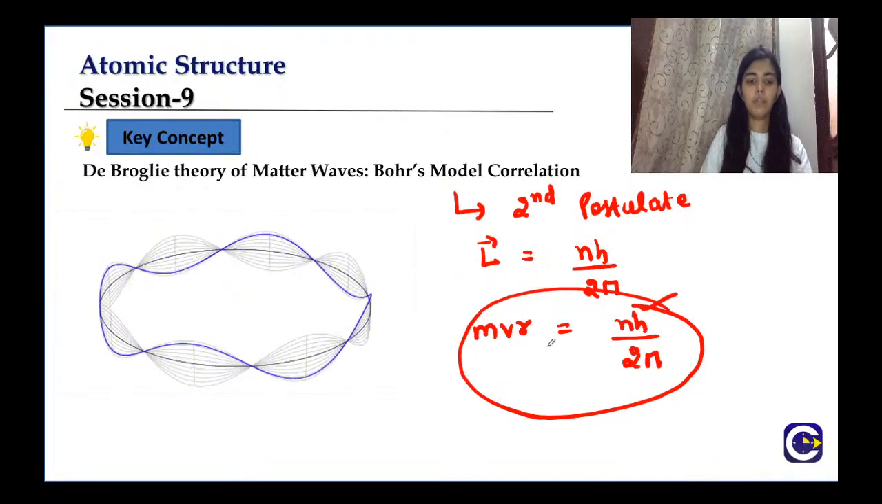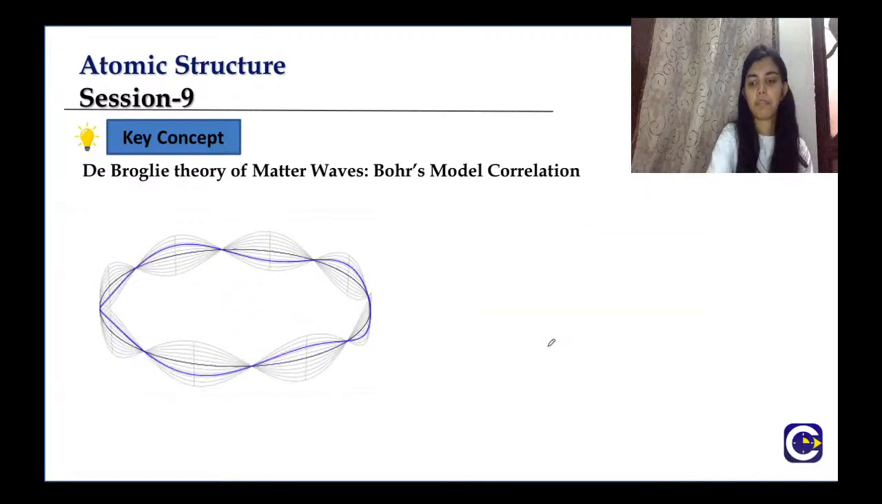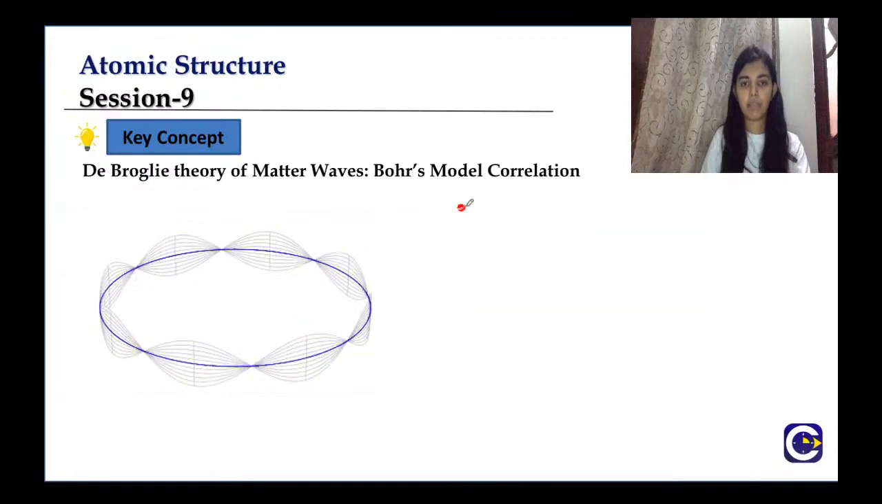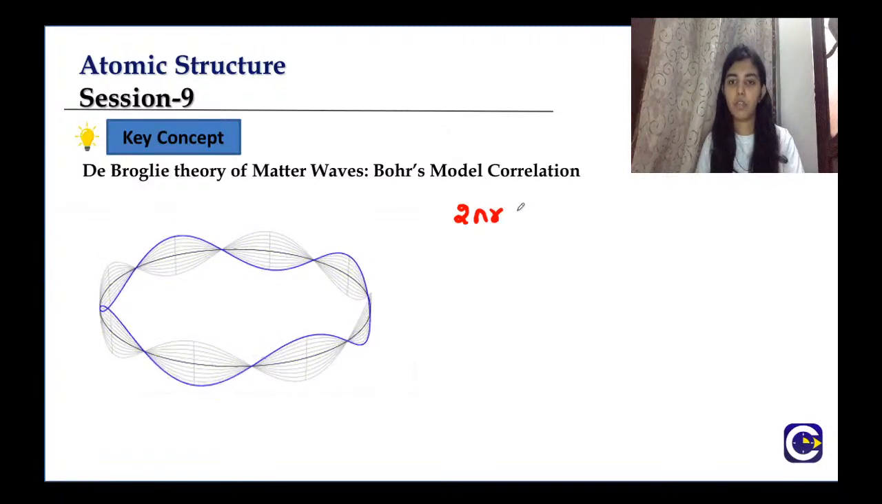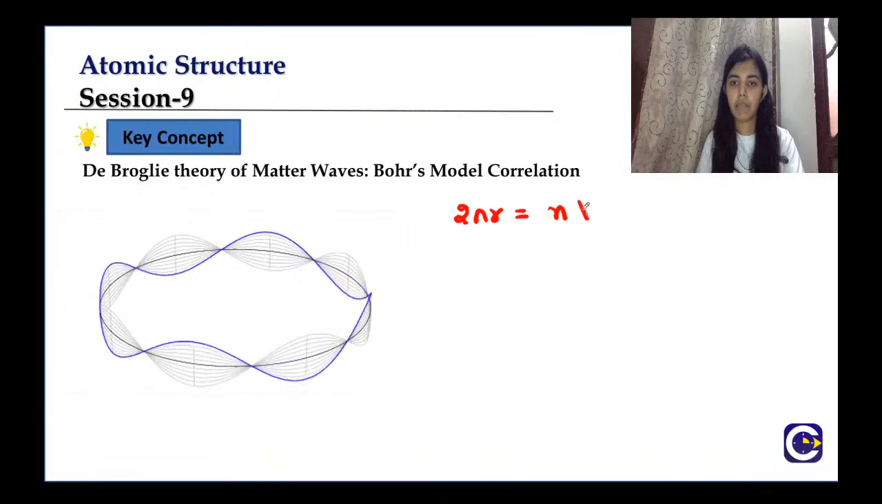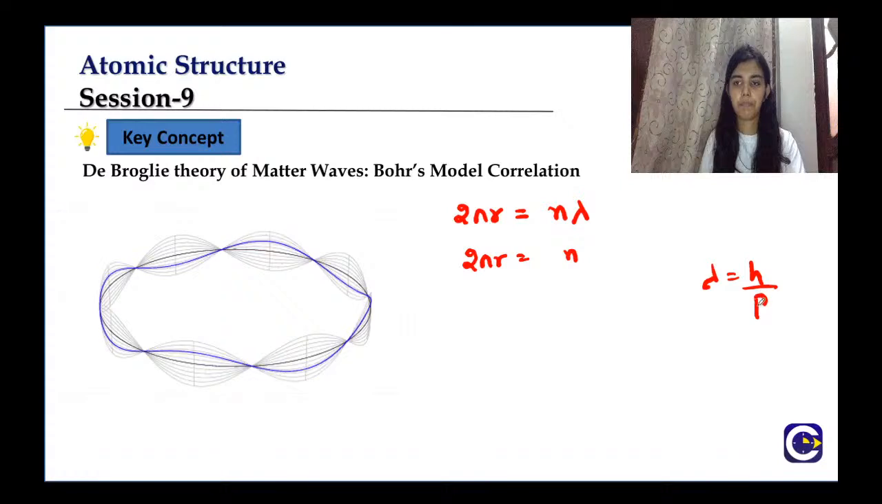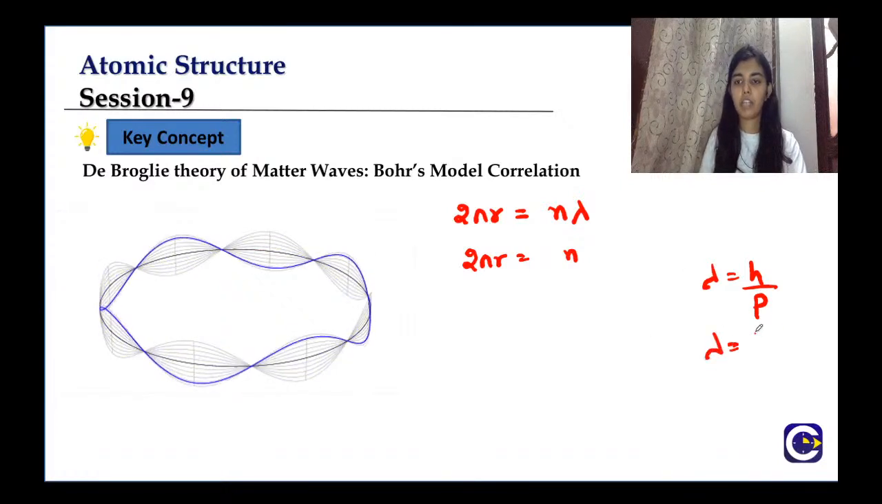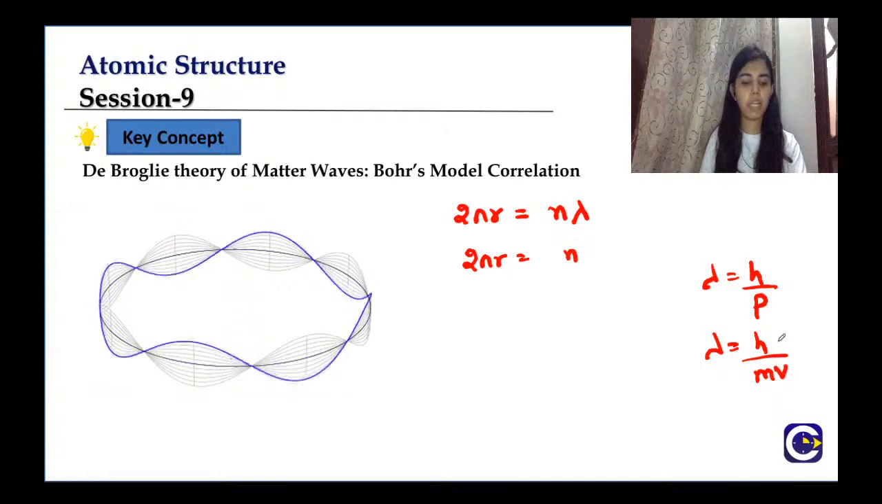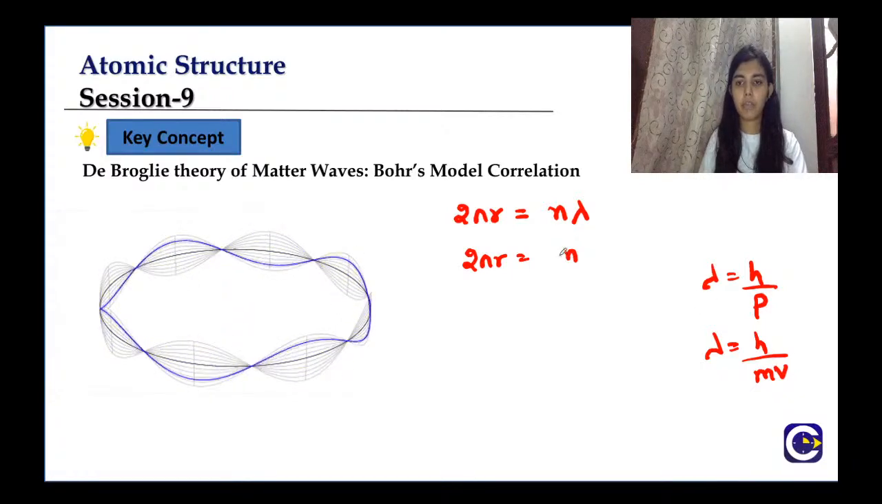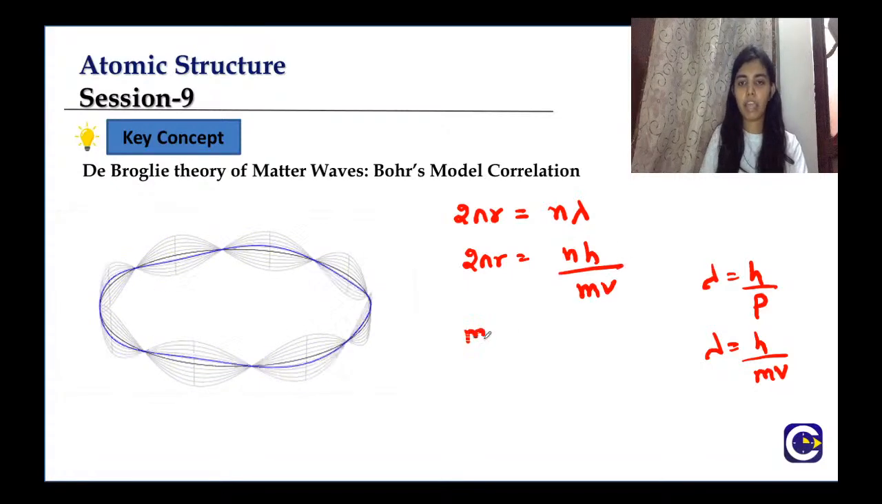Now if you see, the formula that was given by de Broglie was that 2 pi r is equal to n lambda, right? Now we know lambda was basically h by p, or lambda was equal to h by mv, because linear momentum is given by mass into velocity. So this will be n into h upon mv. Now this becomes mvr equals nh by 2 pi.